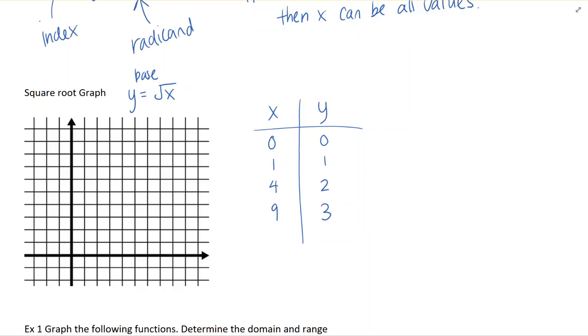So now let's plot it up. 0, 0, 1, 1, 4, 2, 9, 3. Get used to these key points. It's going to curve kind of like so, and it's kind of like half a parabola sideways. That's basically what a square root graph looks like.